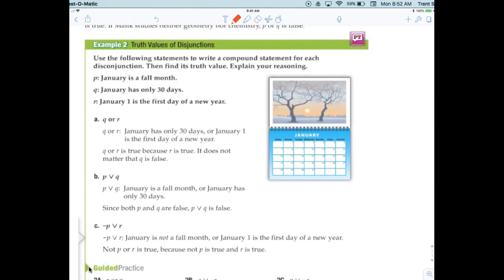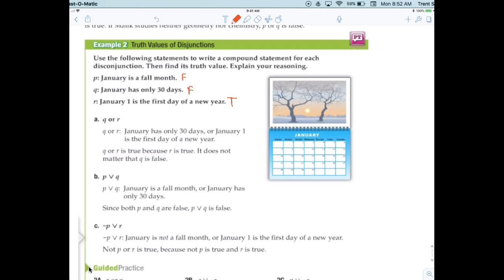Now, let's look at P. January is a fall month. True or false? False. January has only 30 days. False. January 1 is the first day of a new year. True. All right, now let's see if you're paying attention. You can answer these questions.